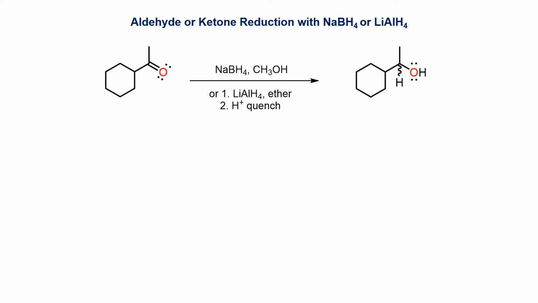secondary alcohols. The borohydride reagent is not highly basic, so it may be used in polar protic solvents such as water and methanol. The aluminium hydride reagent, however, is highly basic, so it must be used in a polar aprotic solvent. The alkoxide is then protonated by addition of a strong acid in a second step.